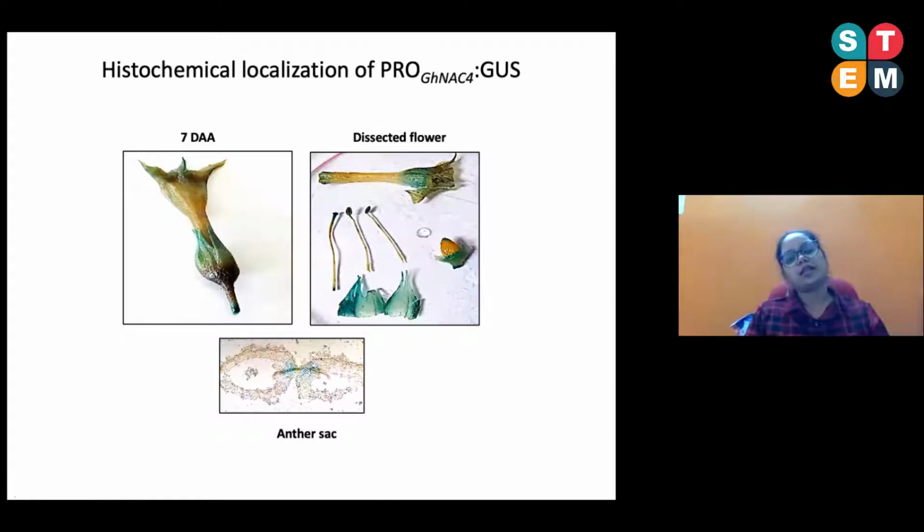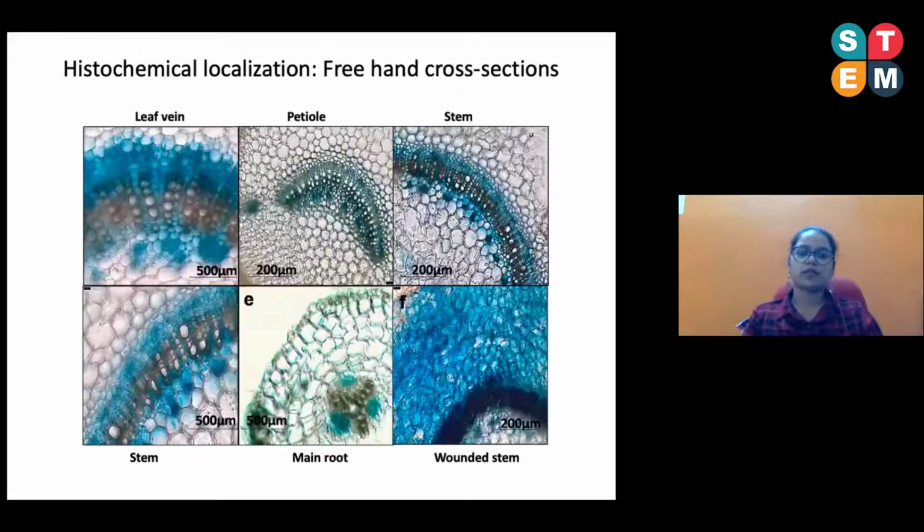Now, to understand the tissue specificity of GH-NAC4 further, what we did was we made freehand cross sections using a razor blade of the leaf vein, the petiole, the stems, and the roots. And we observed that the localization was specifically present in the vascular bundles, specifically in the phloem region. Both the abaxial and the adaxial phloem region seem to be the site of localization of GH-NAC4, as you can see here in roots, stem, petiole, and the leaf veins.